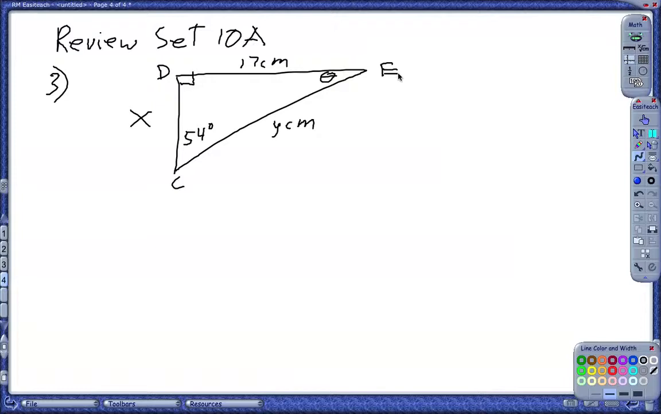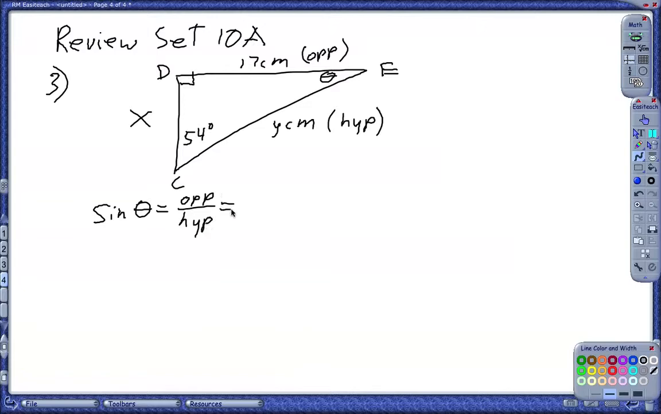Okay. So I need to figure out which ones do I have enough information to be able to solve. Well, I can look at this right now, and from this point of view, the 54 degrees, this 17 centimeters would be the opposite. And as a result, Y is the hypotenuse. Which trigonometric function can we use that has the opposite and the hypotenuse? Sounds to me like it's sine. So we're going to go ahead and use sine theta is equal to the opposite over the hypotenuse.